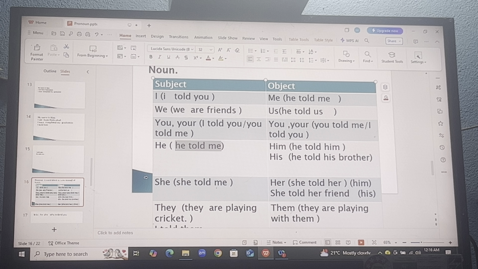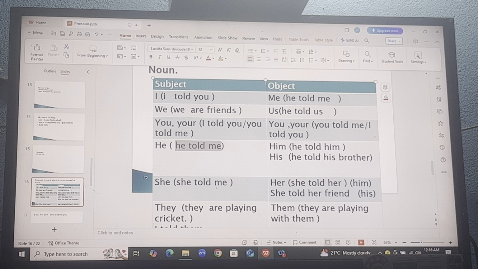Getting the point? So what I mean to say is that if a word comes at the subject side, it must be used only on the subject. If we try to use it on the object, we may come across certain confusion. Now let me show you how. I told you. If you translate I told you in Hindi, we say मैंने तुमसे कहा. In Telugu we say నేను నీతో చెప్పాను.